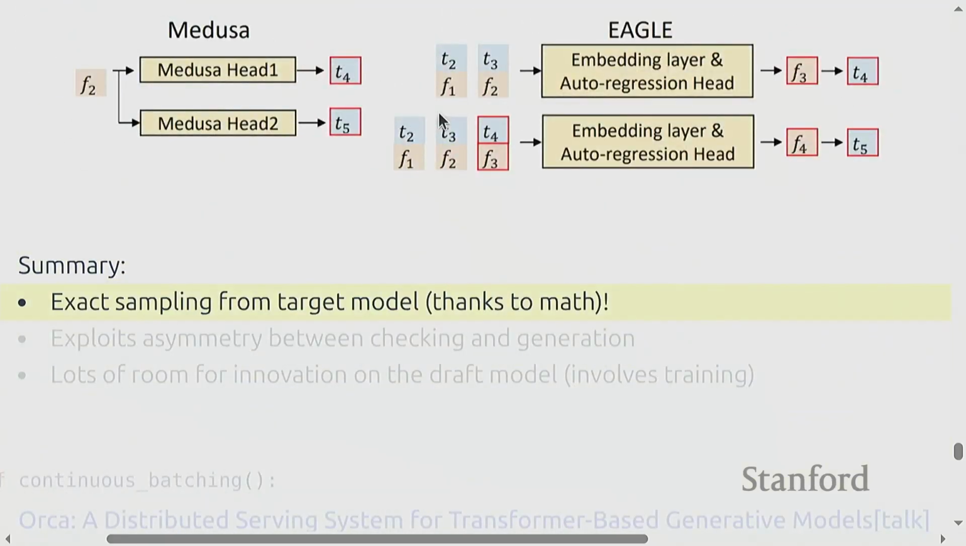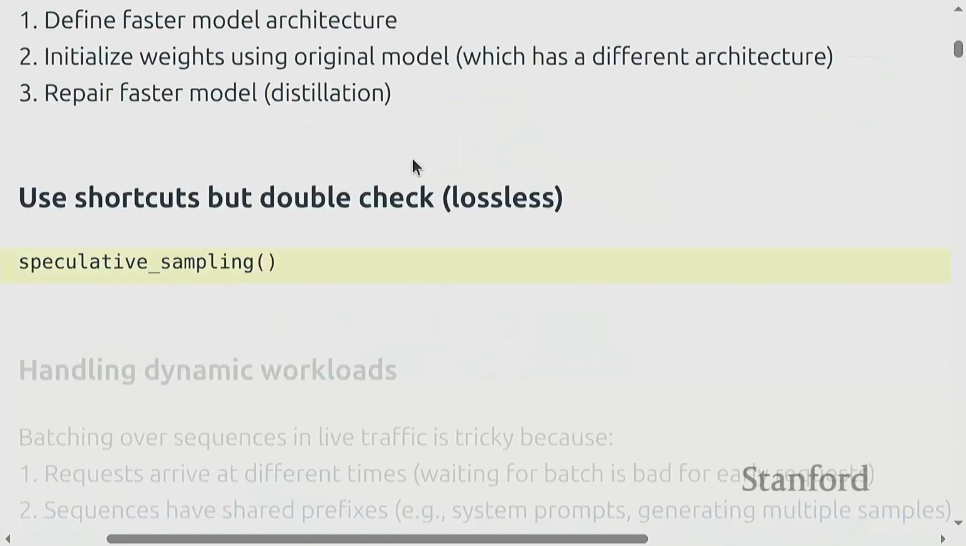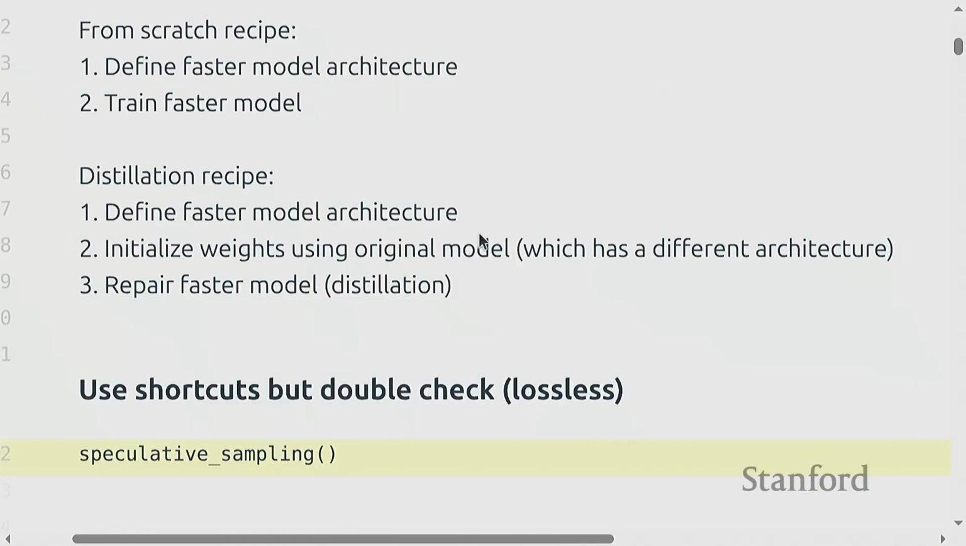Summary: exact sampling from the target model, thanks to math. This exploits the symmetry between checking and generation, or prefill and generation. There's a lot of room for innovation on the draft model, where everything we talked about before applies: different radical architectures, different ways of quantizing. The only thing is that you basically get to guarantee that you're getting an exact sample.